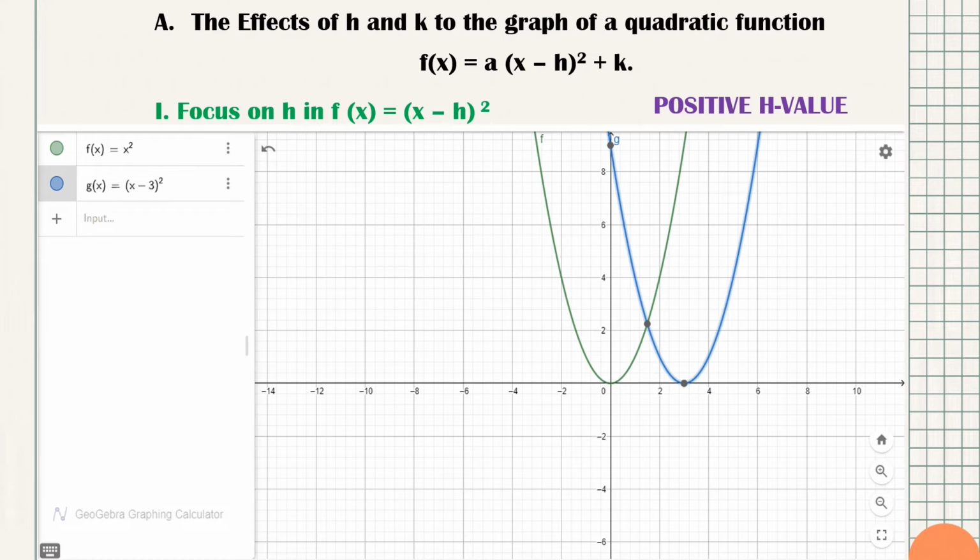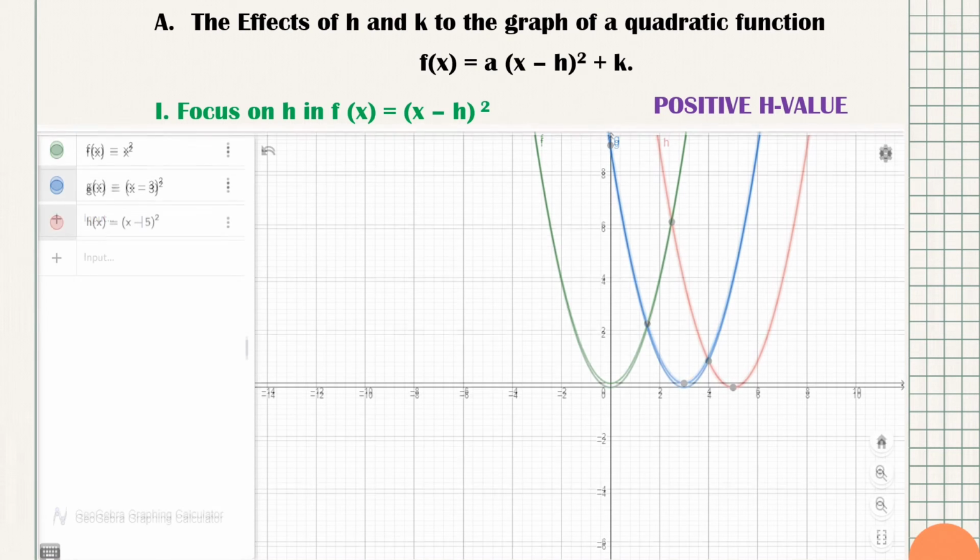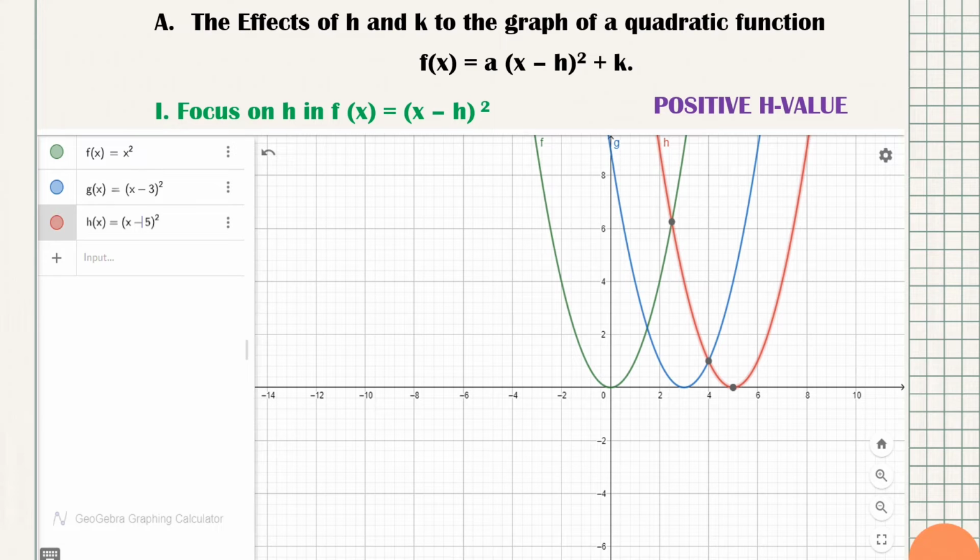It has a vertex of 3, 0. How about if the value of h is equal to 5? We have the equation quantity x minus 5 squared. And the graph is this. The vertex of this is 5, 0.